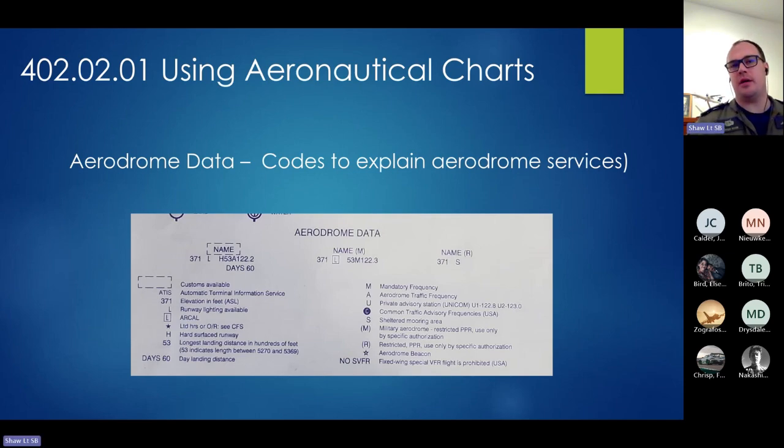Sometimes you might see PNR, which means prior notice required. So you're allowed to use it, you just have to tell them you're going to first. R is restricted, so it's PPR only by specific authorization. And then we've got the hollow star there, which is the airport beacon. And then no SVFR means no special VFR. Again, that's in the US.